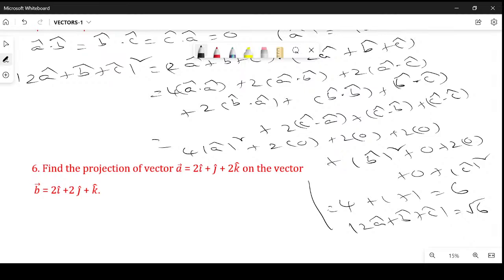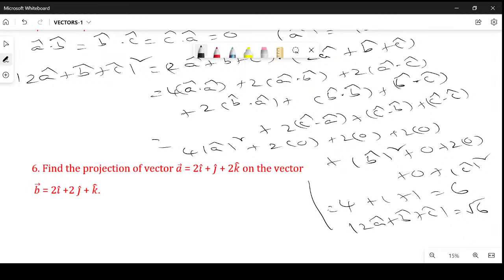We got root 6. I hope you understood this simple problem, just expand and do that. Is it clear? Who is attending, let me know, did you understand this problem?